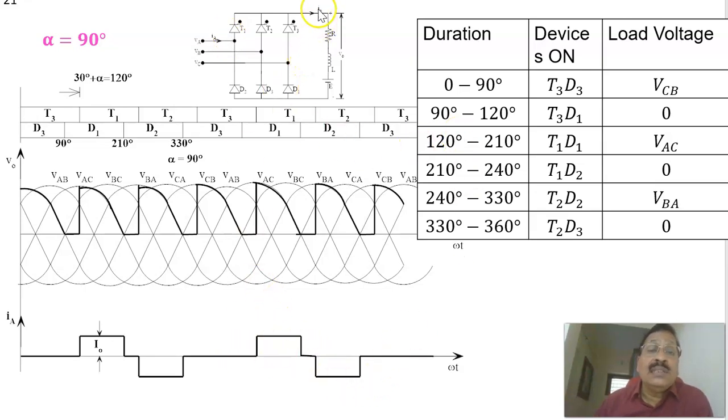What we are assuming is that the load current is a constant, continuous current, constant current I naught. And this is the shape of the current at the input side of phase A. The other phases will be shifted by 120 degrees. Therefore, this is the voltage across the load, and this is the line current in phase A for a firing angle of 90 degrees. Now, these are the devices that are conducting for different durations from 0 degree to 360 degree.